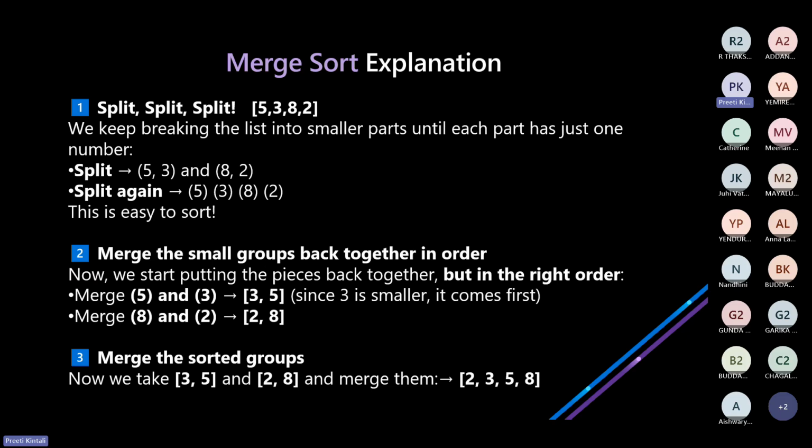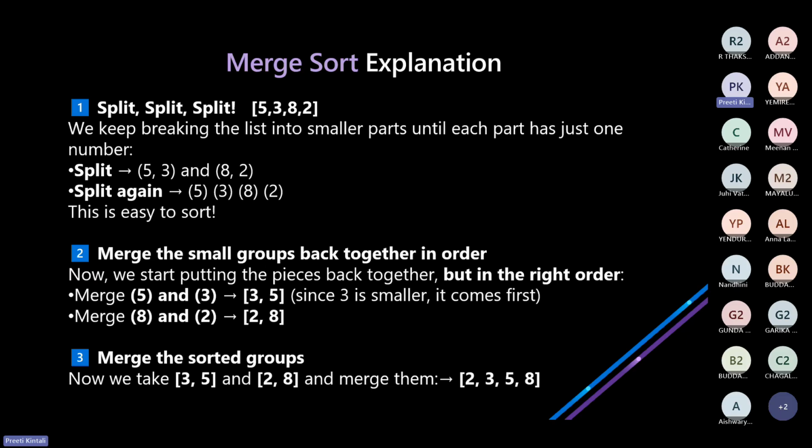So let me tell you. Merge the small groups back together in order. So this 5, 3, after splitting, now I will be merging them back again by keeping it in the correct order, that is 3 and 5. Because 3 is smaller than 5, we are going to sort in the merging process. And then this 8, 2 will be merged, 2 and 8. So now we have got again these two groups. These two groups will be again merged using sort.